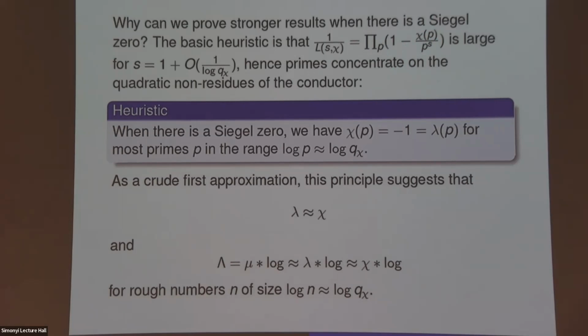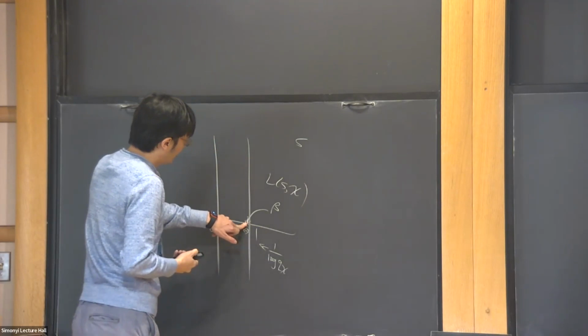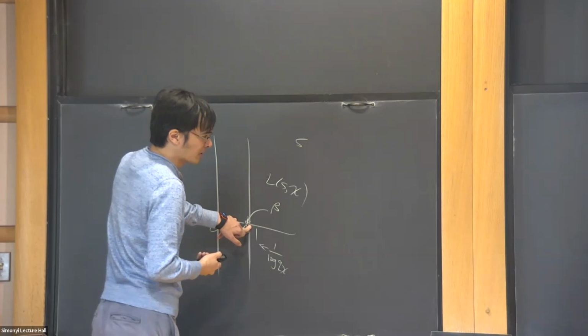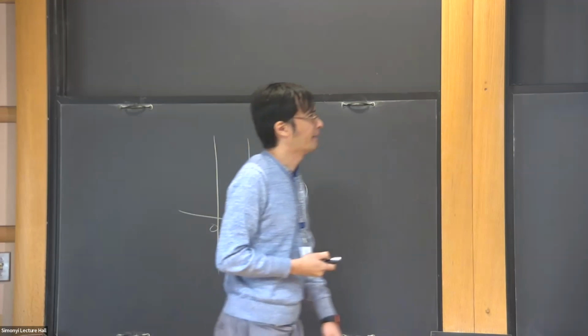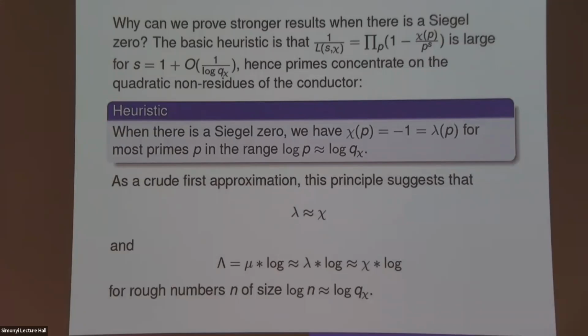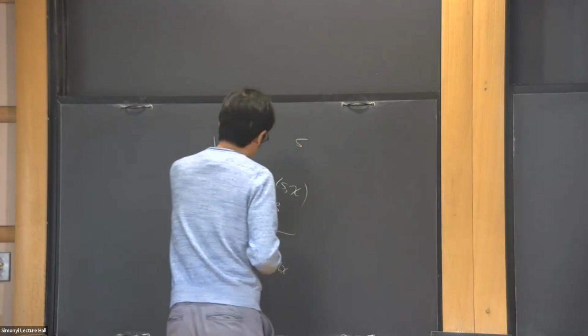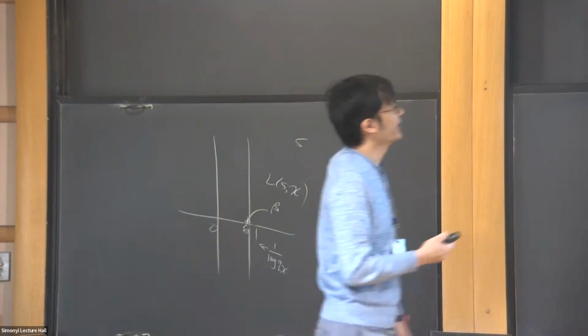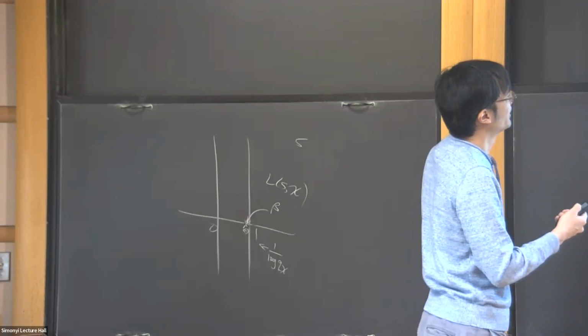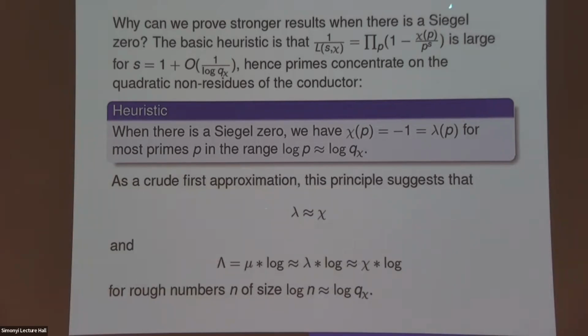So if we have a zero of really high quality, close to 1, that means that L1 of chi should be very small, and we have estimates to quantify that. And so this reciprocal should be very large. So for s a little bit bigger than 1, let's say s is 1 plus, say, 1 over the log of the conductor, this product should be very, very large, which means that many of these factors should be bigger than 1 rather than less than 1.